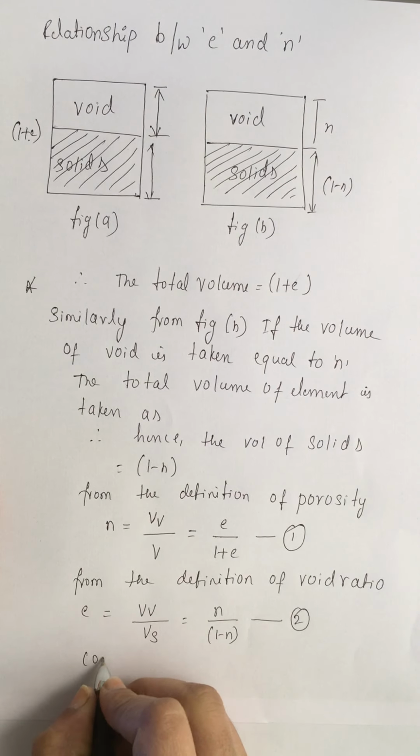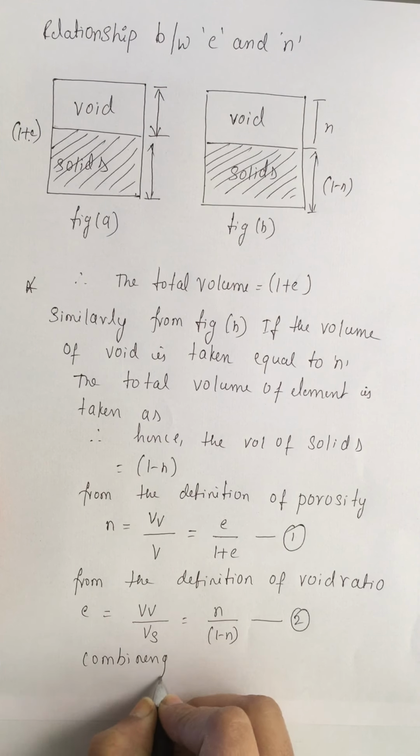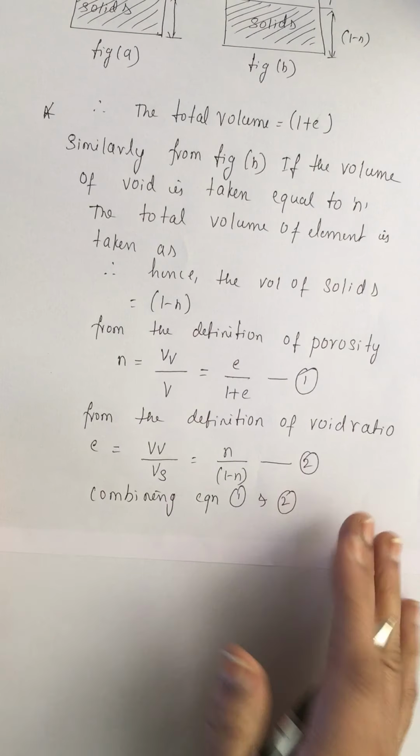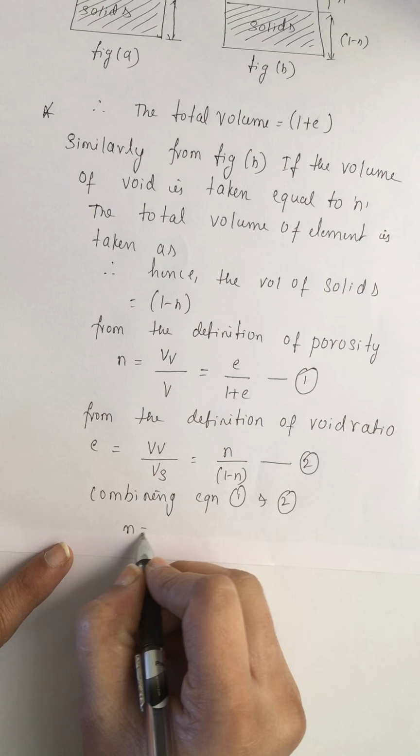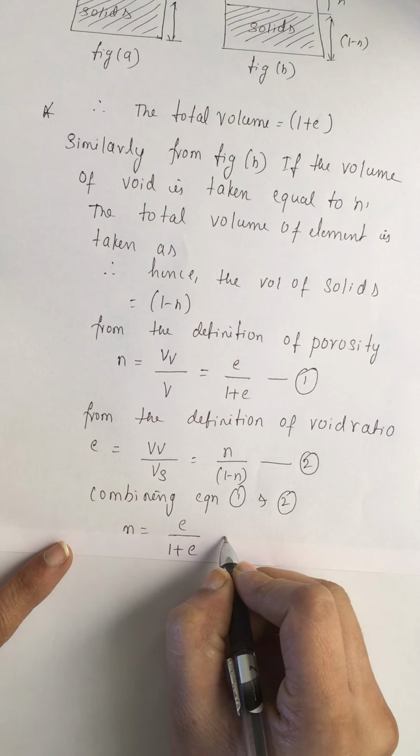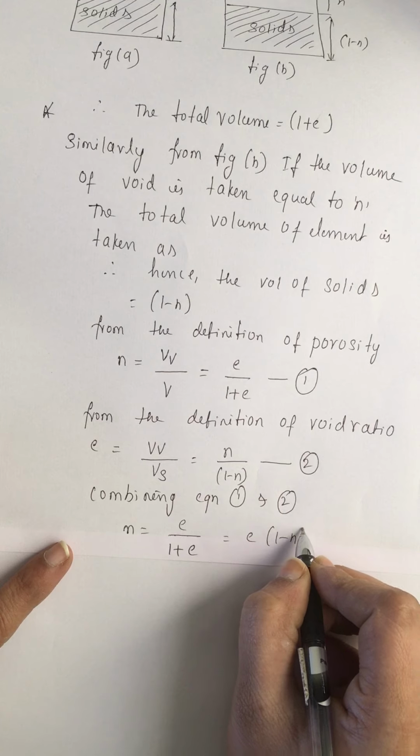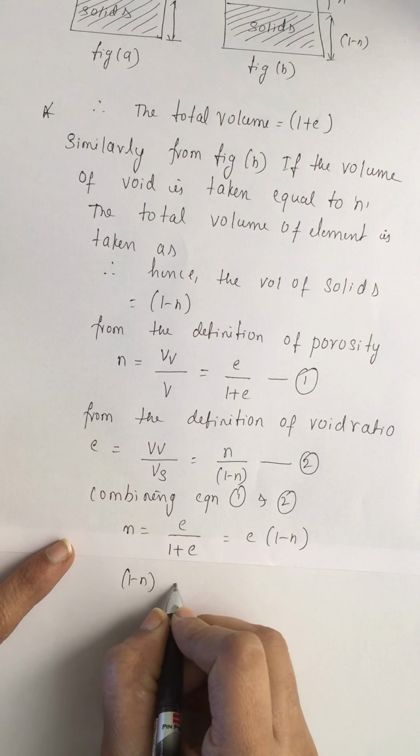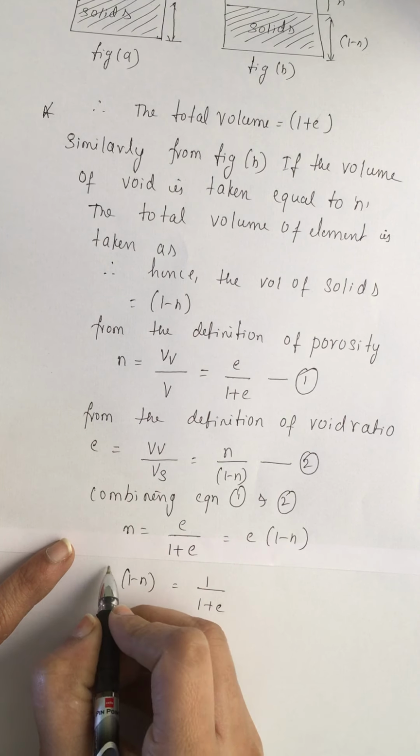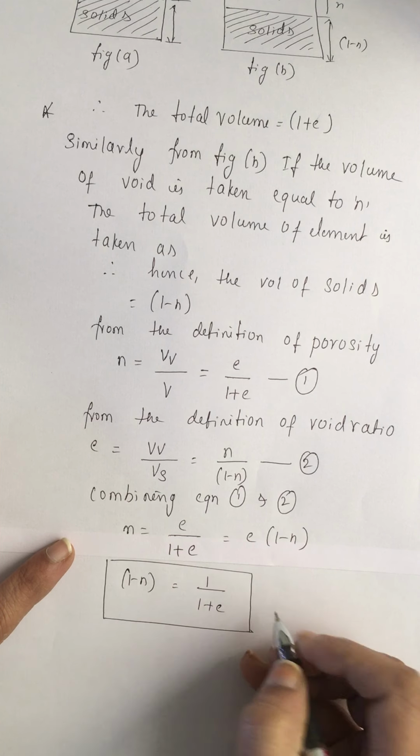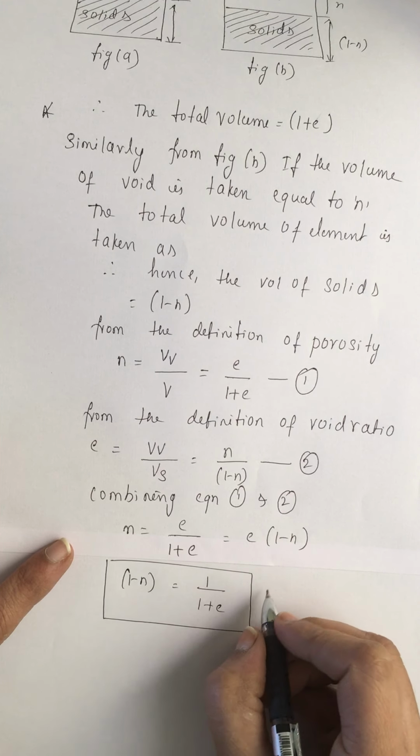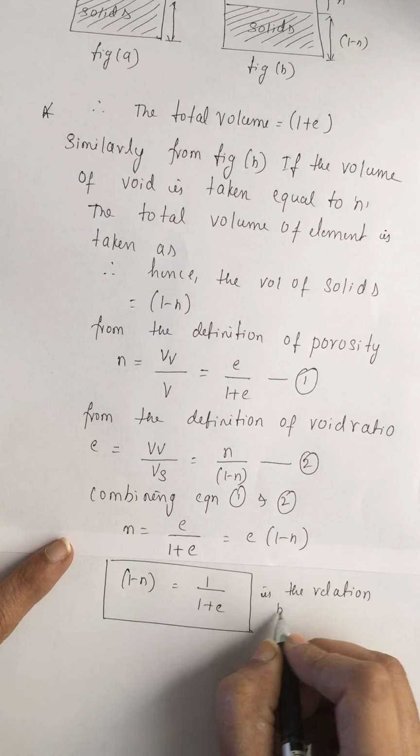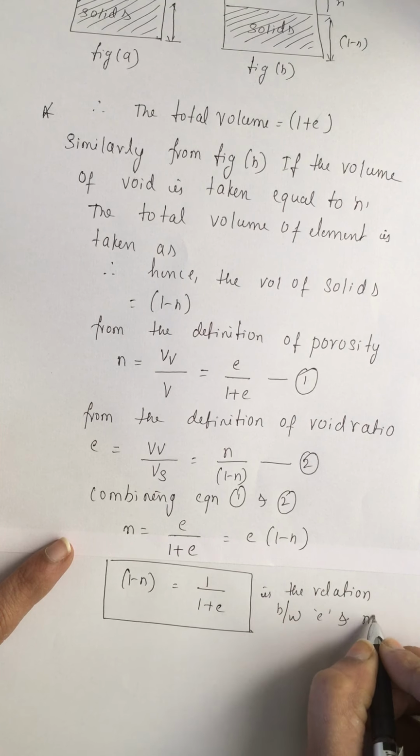So let us combine equation 1 and 2. n is equal to e by 1 plus e, and e is equal to n into 1 minus n. So we can also write it as 1 minus n is equal to 1 by 1 plus e. This is the relationship between e and n, that is, void ratio and porosity.